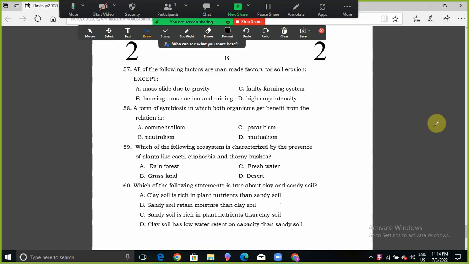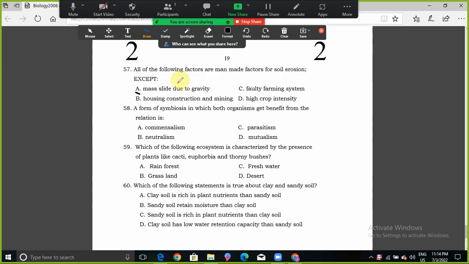Question number 57 says all of the following factors are man-made factors for soil erosion except one: mass slide due to gravity, faulty farming system, housing construction and mining, high crop intensity. The correct answer for question number 57 is mass slide due to gravity. So the correct answer is A, because it's the only one which is not a man-made factor for soil erosion.